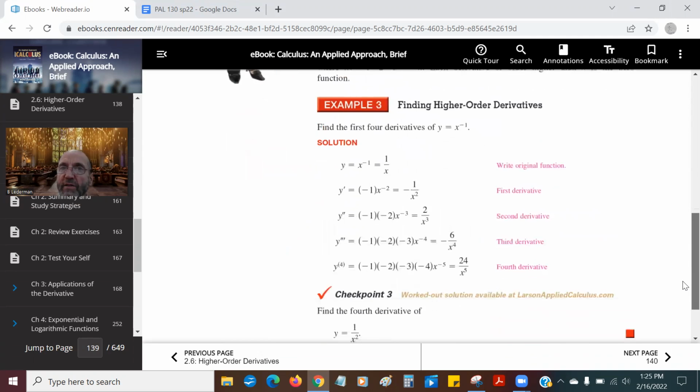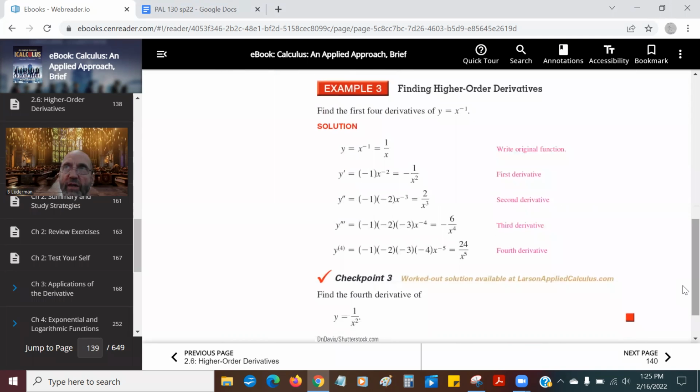Now, I told you we've seen so far that when I keep on taking derivatives, eventually I just get down to all zeros. Now that's not always the case. That's always the case with polynomials, but it's not always the case with other functions. And here's an example where it's not going to be the case. That's y equals 1 over x, or x to the negative 1 power.